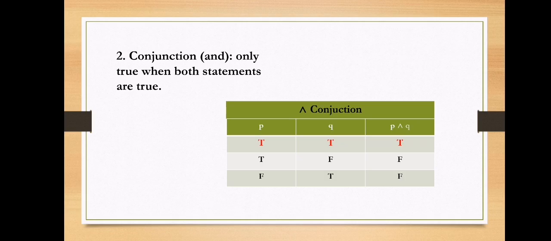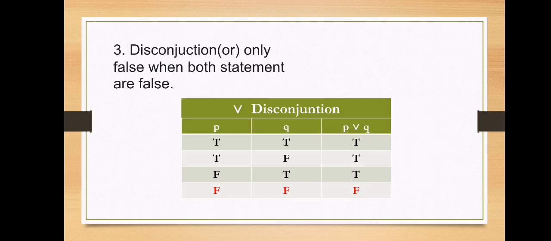So, number 2, conjunction, and only true when both statements are true. See, we have here P and Q. So, ang magiging answer is true if our hypothesis and conclusion is true. True and true is true.